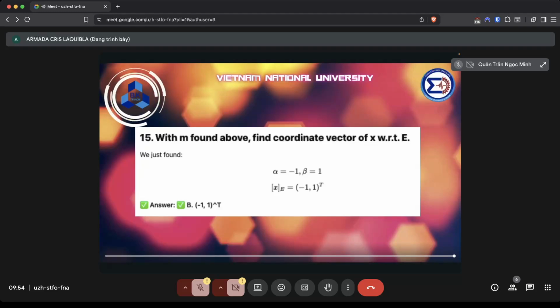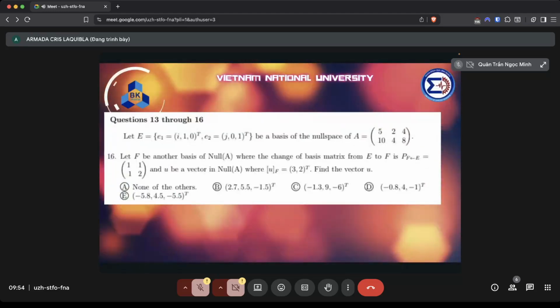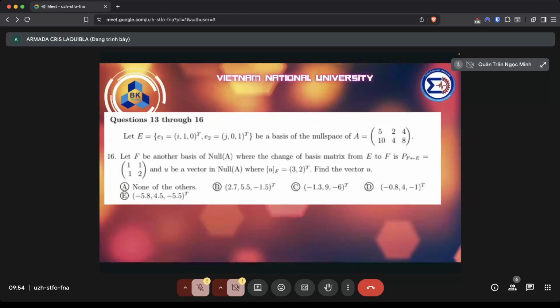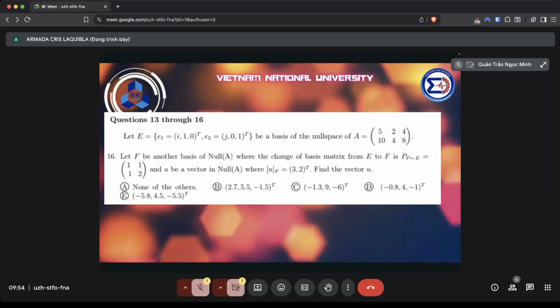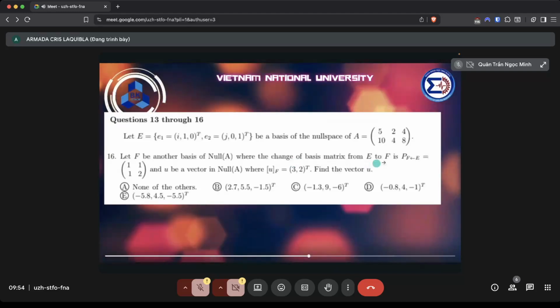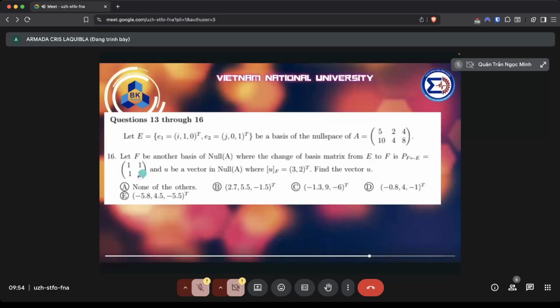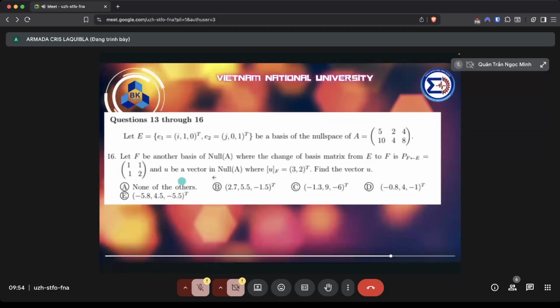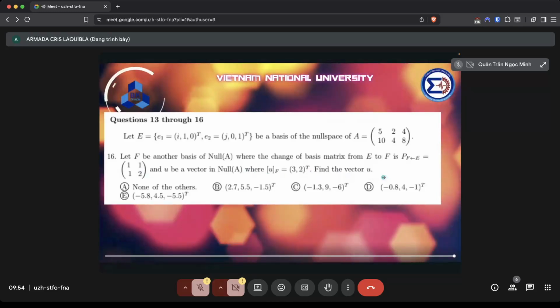So again, class, questions here are very related with the previous questions. If you have a mistake in the previous question, then you probably have a mistake also in the next question. Next, number 16 here. We let F be another basis of null A, and the change of basis matrix from E to F is P equal to this one, [1 1; 1 2]. And u is a vector in the null space of A, where u_F is [3, 2]. Find the vector u.